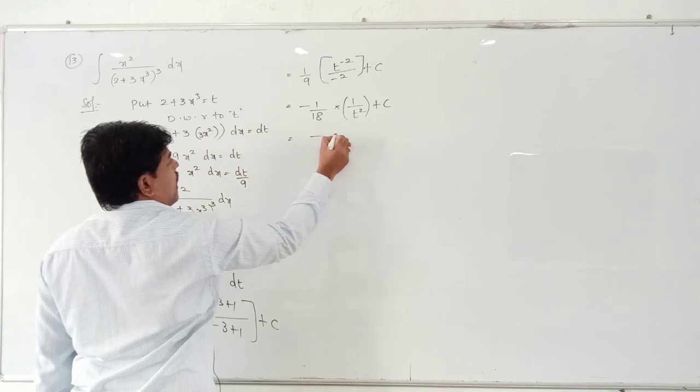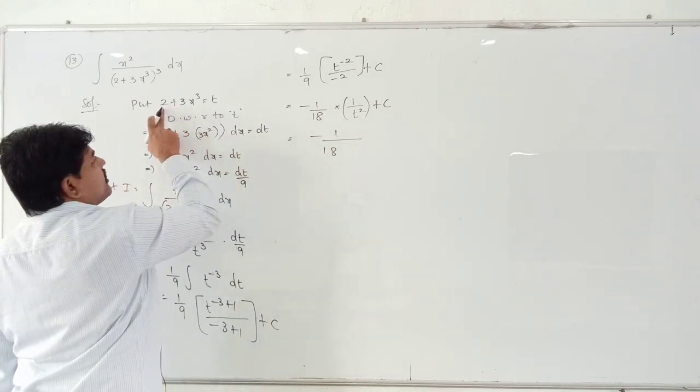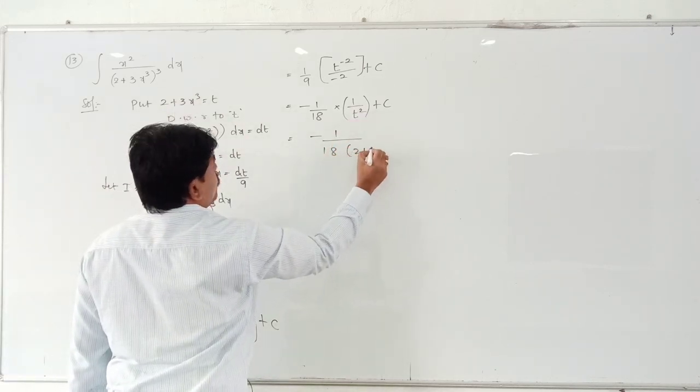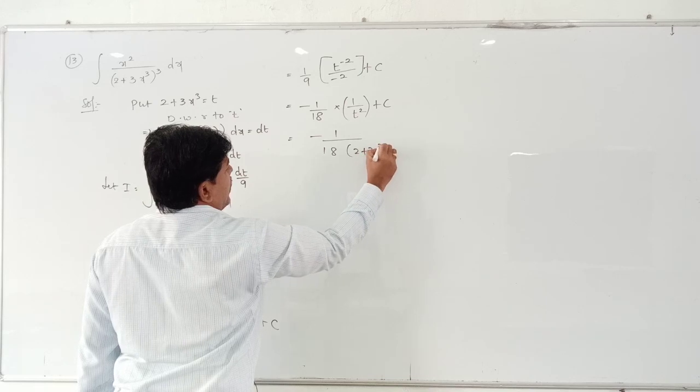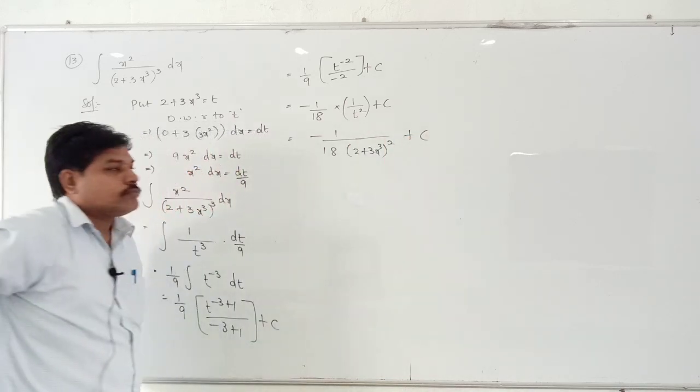So that is equal to minus 1 by 18. What is the t value? T value is 2 plus 3x cube. So this t square value is nothing but (2 plus 3x cube) whole square plus c.